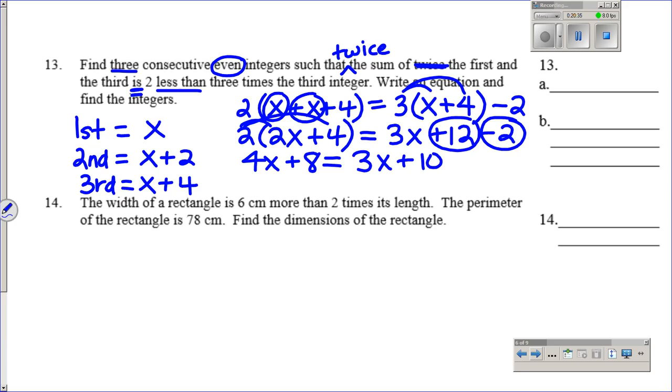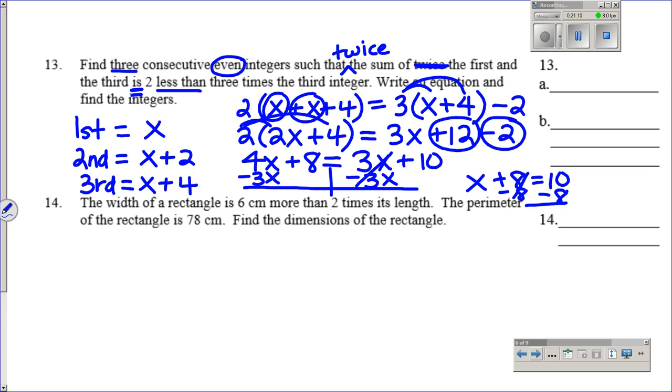Okay, so now this looks very similar to the equations we've been solving, so we need to get our variables on one side, so we're going to subtract 3x from each side. And 4x minus 3x simplifies to x, and we'll squeeze it over here. And we still have our plus 8 equals 10. And now to finish solving, we're going to subtract 8 on each side. So 10 minus 8 is x equals 2.